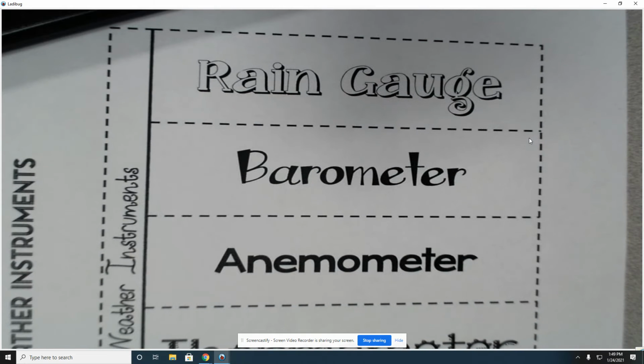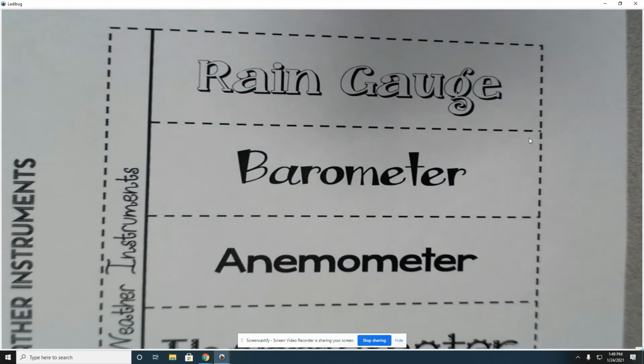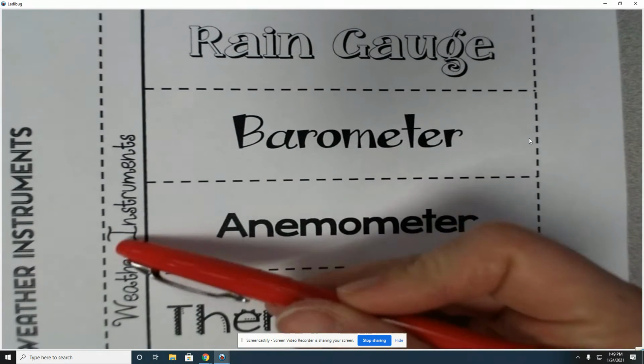Guys, Miss Wallace here. I want to talk to you a little bit this week since we've started a new unit about weather and climate. I want to talk to you about the tools that a meteorologist might use. These are typically used to measure weather. See that over here, weather instruments.